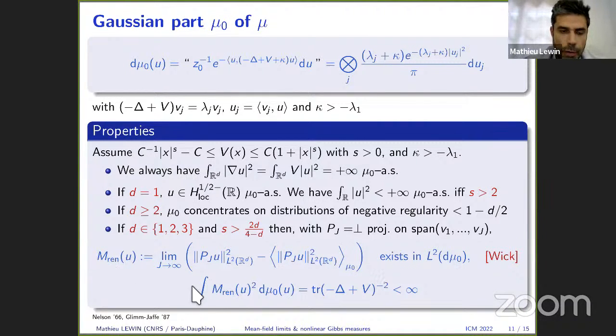And more precisely, if you compute the L2 norm of this renormalized mass, then you will find the trace of 1 over minus Laplace plus V plus kappa, to the square. And then this constraint on s is exactly here to be able to have a finite Hilbert-Schmidt norm. Okay, so there's a natural way to renormalize the mass in dimensions 1 to 3 if s is large enough, and this is called Wick renormalization.